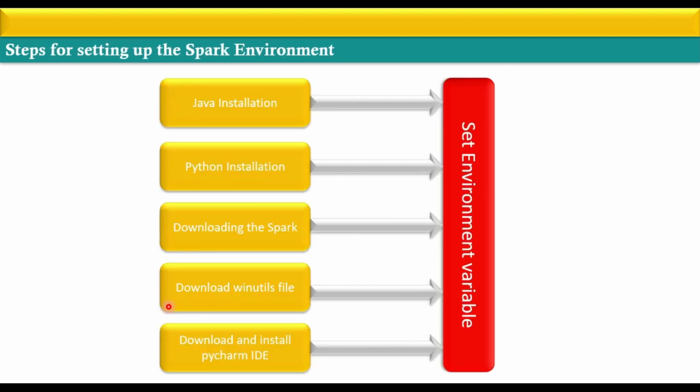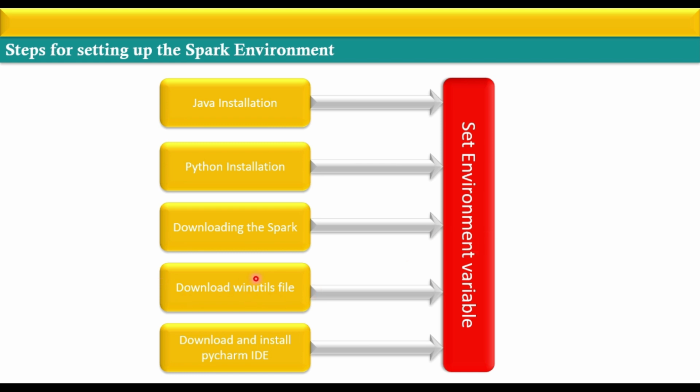Let me tell you the different steps which are required in order to set up the Spark environment. First, we need to install Java and then set up the environment variables. Then we need to install Python and set up the environment variables. Then we need to download Spark and set up its environment variables.